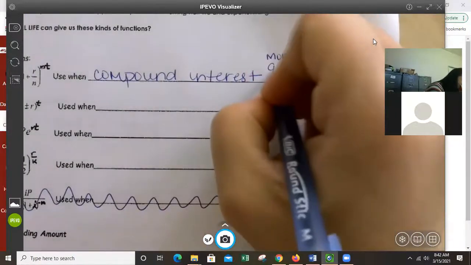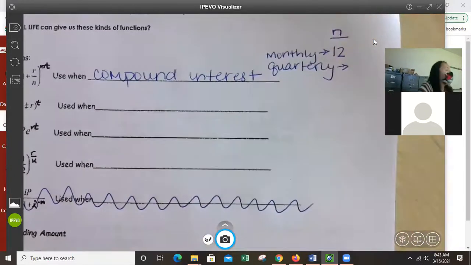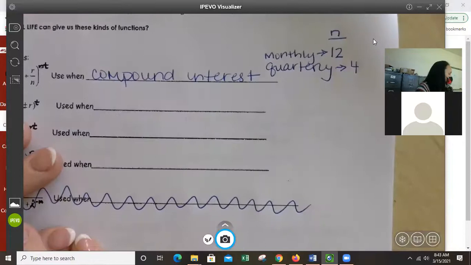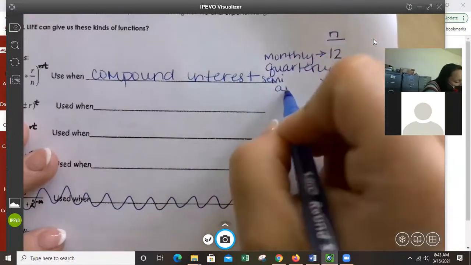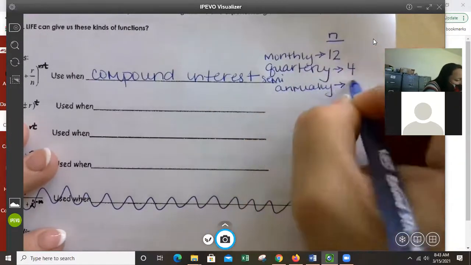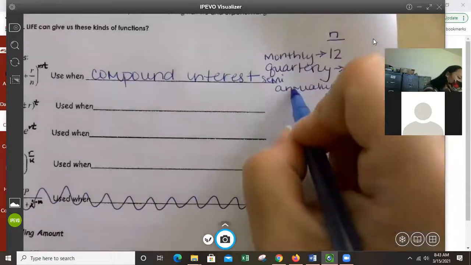There's quarterly. How many quarters are there in a year? 4. So your N would be 4. And then semi-annually is going to be 2 times a year. Okay, so make sure that you know those.